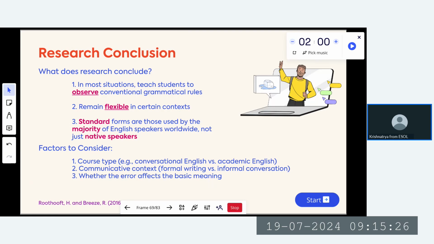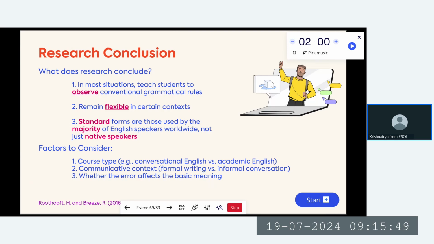So far, any questions from here? You can type yes or no in the chat box. Thank you, Urmila, Sagar, Sushma. Any questions? All right, lovely. Let's move ahead.